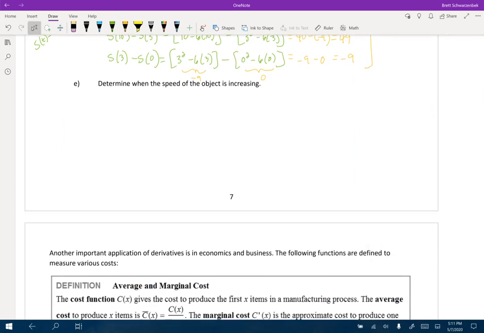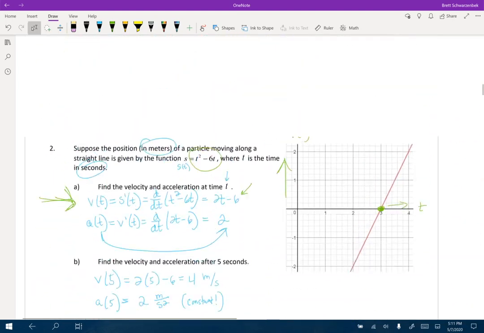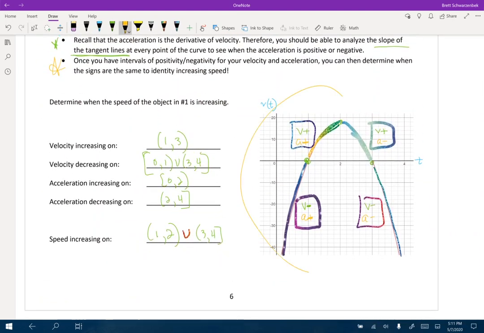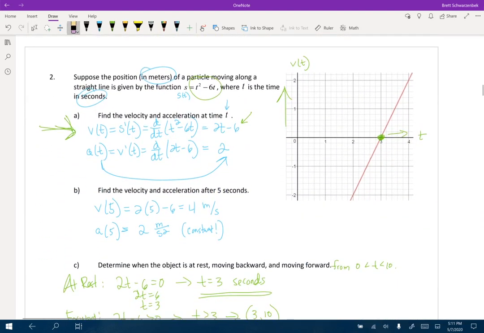Okay, so last problem in this part, we need to determine where the speed of the object is increasing. If you recall, this is from our previous page when we analyzed the velocity, V's and A's. So now we have a picture again, which we can use for that. Velocity is always positive above the axis, negative below. So we already know that.